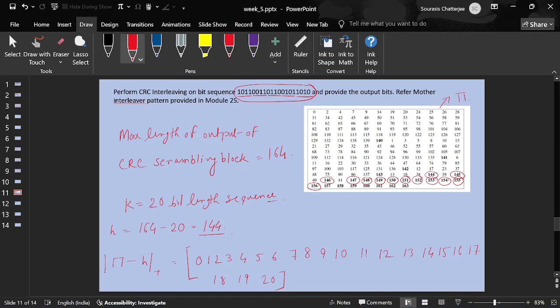In the lecture, it is mentioned that H is subtracted from entries of pi such that it contains integers smaller than k in the permuted order. That means we don't have to take 144, the first one. We have to start from 145. It is written smaller than k. H is subtracted from entries smaller than k.